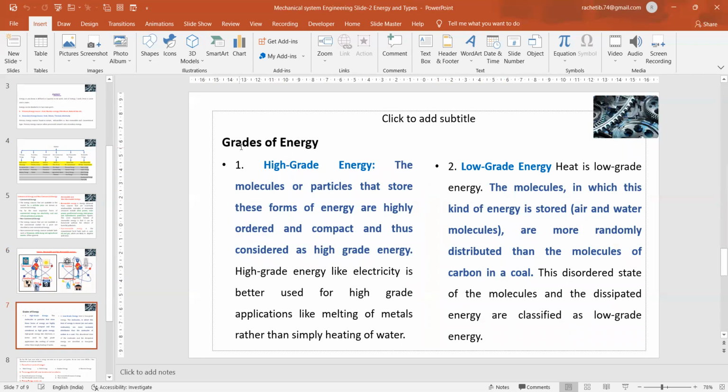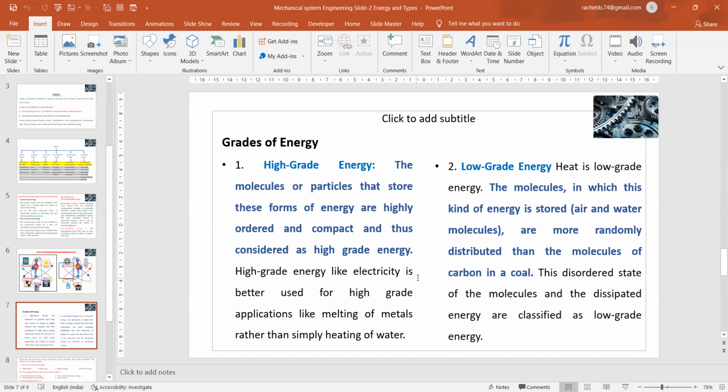Okay, so grades of energy. What are the grades of energy? They can be defined in two ways: high grade energy and low grade energy. High grade energy is the energy whose particles, the particles that store these forms of energy, are highly ordered and compact, and thus considered as high grade energy. Means the connectivity is so high, and they are bonded in a small space. Means they are compact. They are called high grade energy.